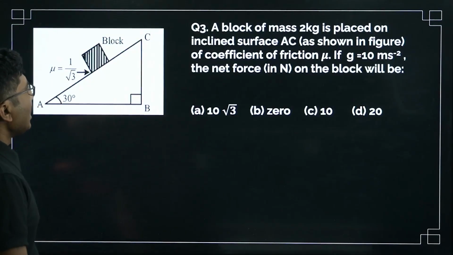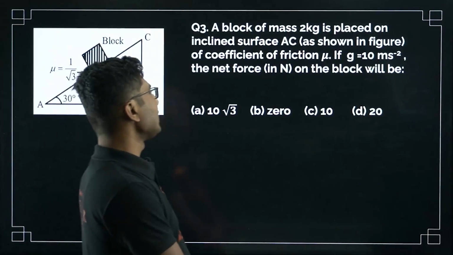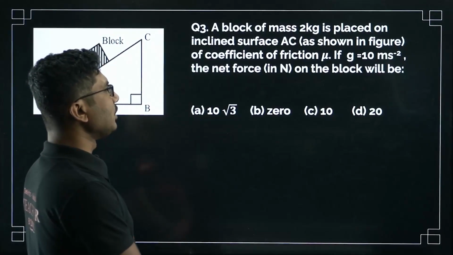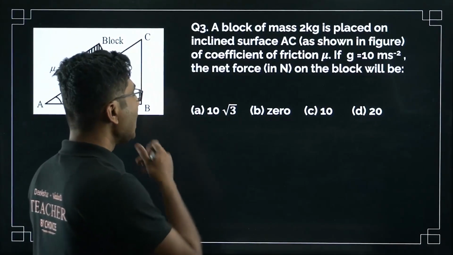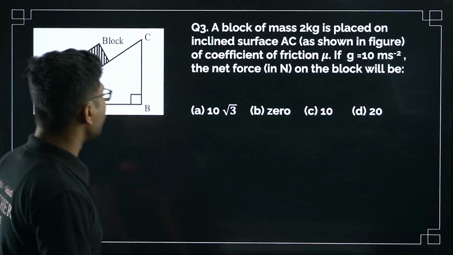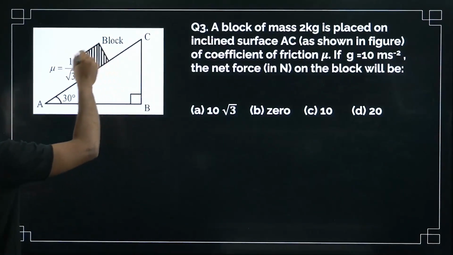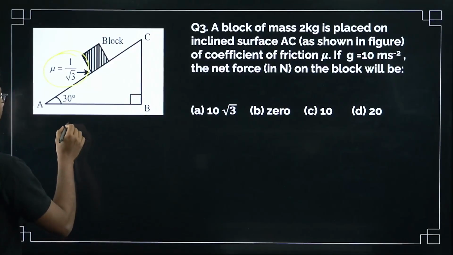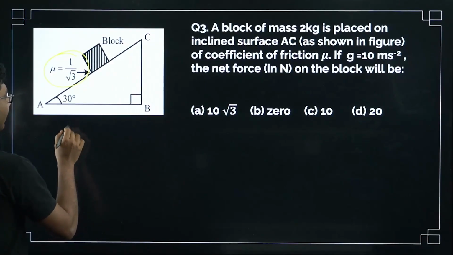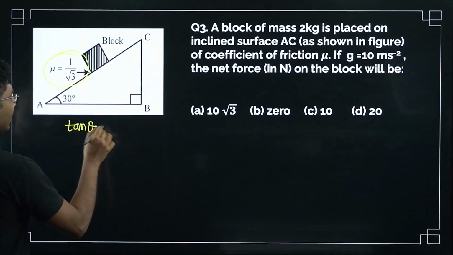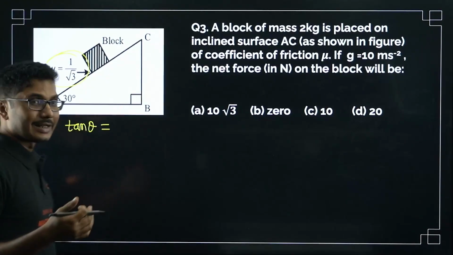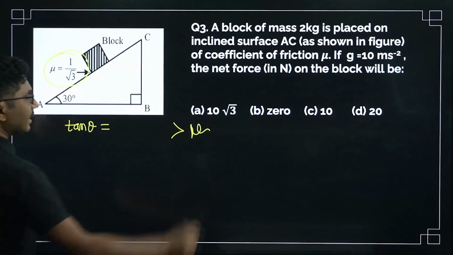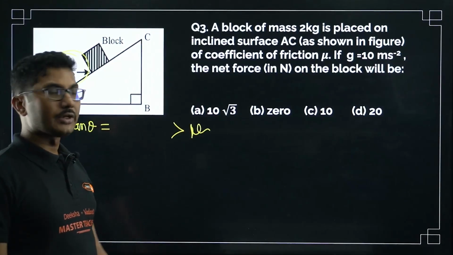Next question. A block of mass 2 kg is placed on an inclined surface AC as shown in the figure, of coefficient of friction mu. If g is 10 meter per second square, the net force N on the block will be. So here we have a block where mu is given as 1 by root 3. First of all you have to check the value of tan theta. If tan theta is greater than mu, then the object will move, otherwise the object will not move.